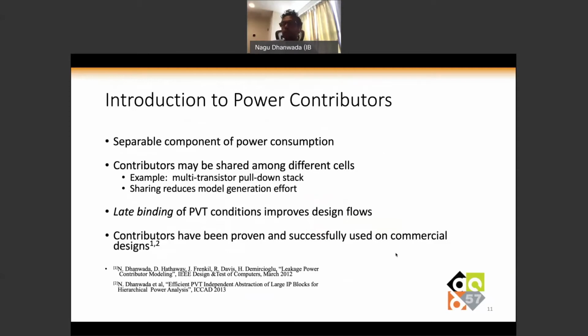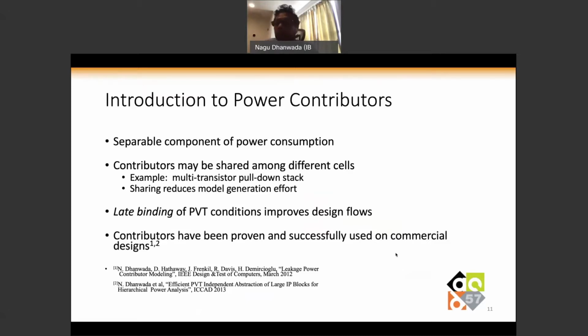So now to get into the how part of it, right? Before we get into a little bit more details on the how part of it, we would like to address some of the needs, to really introduce the notion of what we call the power contributors, right? So this forms the basis for the PVT independent modeling aspects of the UPM standard, right?